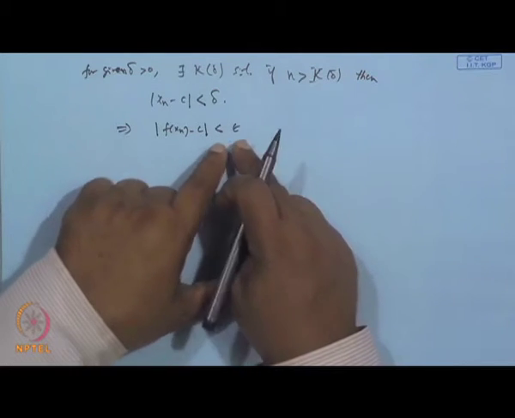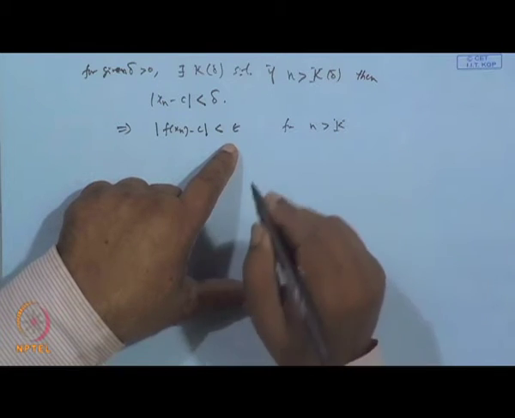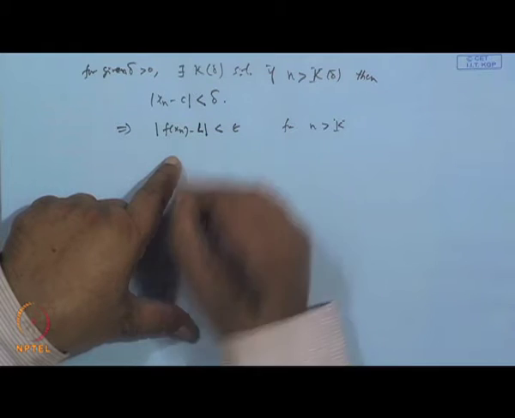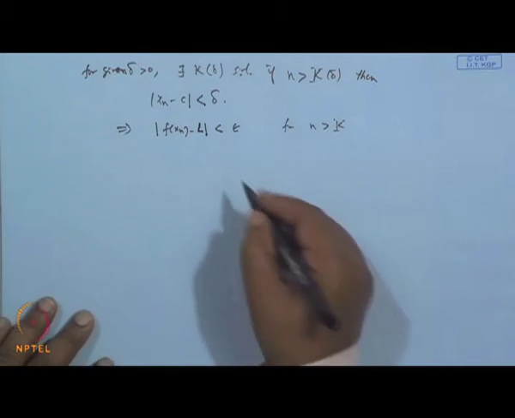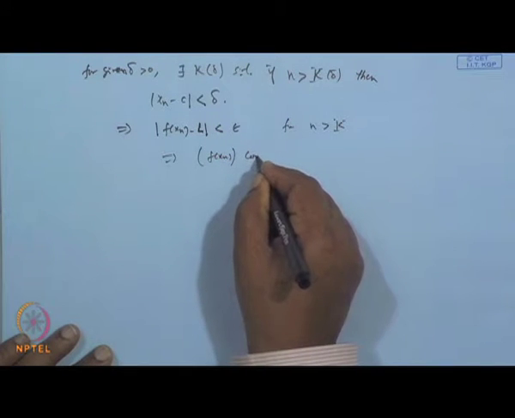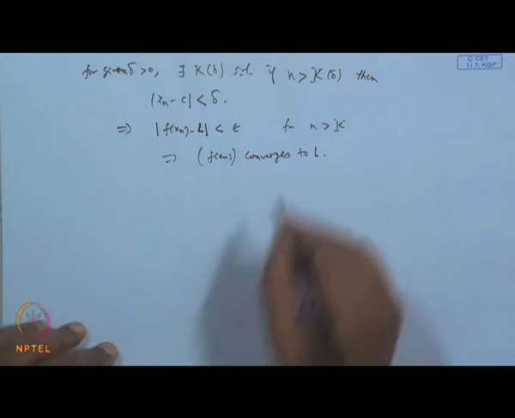Okay. And this is true for what? For all n greater than capital K. So it means the limit of f(x_n) is nothing but L. So this shows the sequence f(x_n) converges to L. That is all.